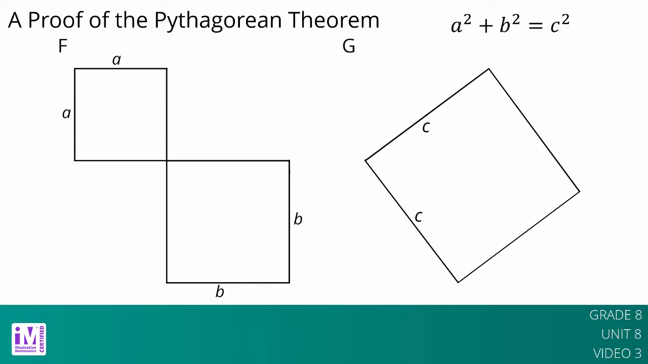The Pythagorean theorem is true for any right triangle. If the legs are a and b and the hypotenuse is c, then a squared plus b squared equals c squared. This property can be used anytime we can make a right triangle.